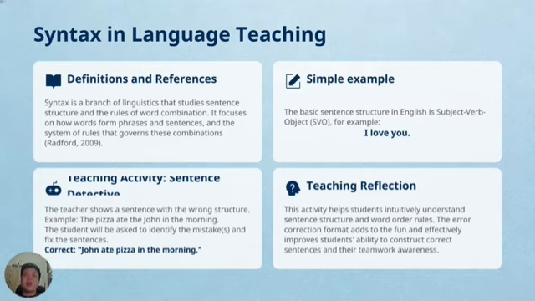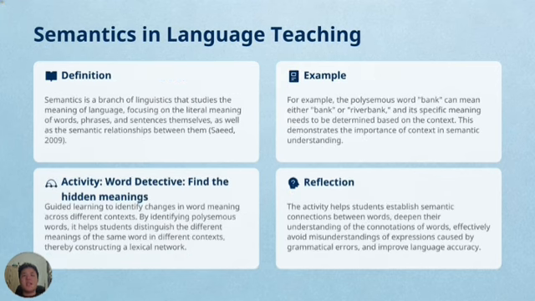The third part is semantics. Semantics studies the meaning of words and sentences. Some words have more than one meaning. For example, bank. This word can be a place for money, and it can also be the side of a river. In this part, our activity is Word Detective.